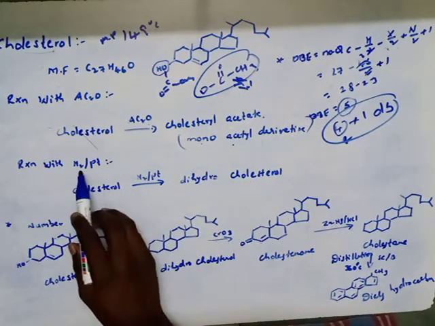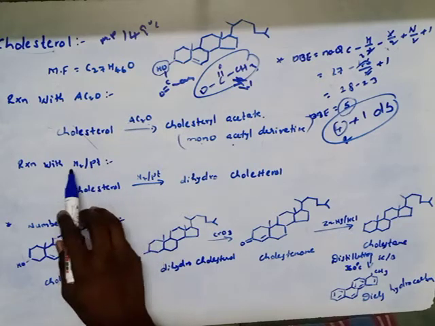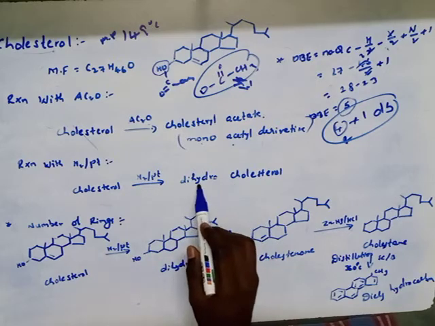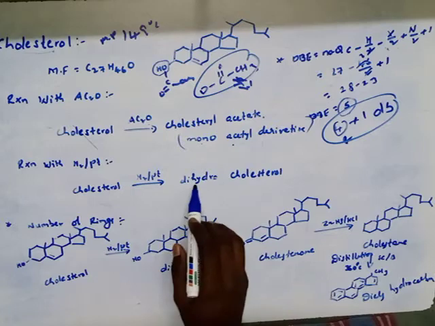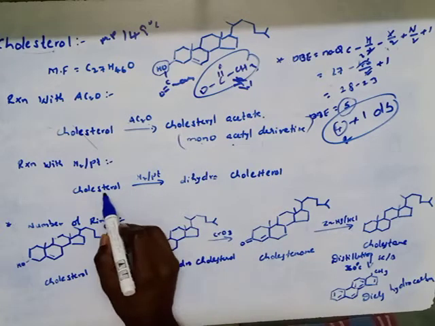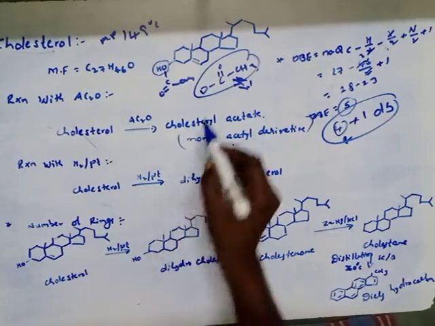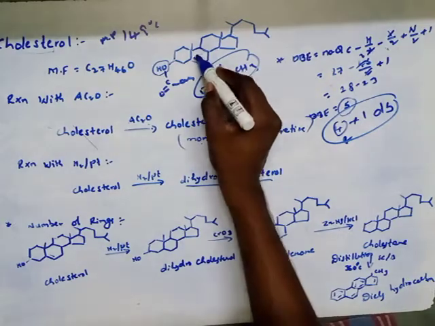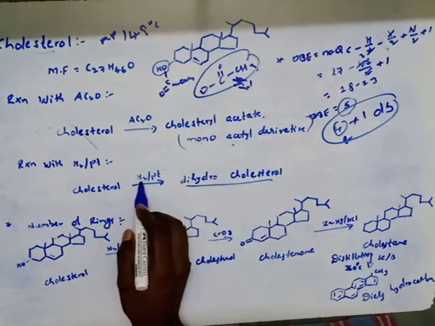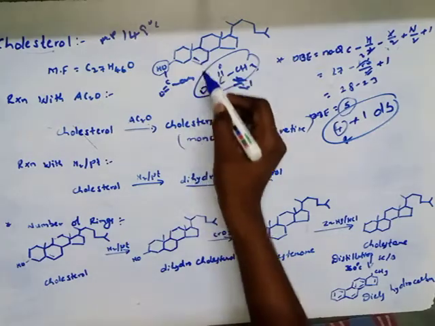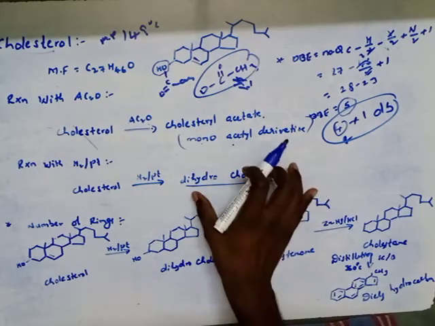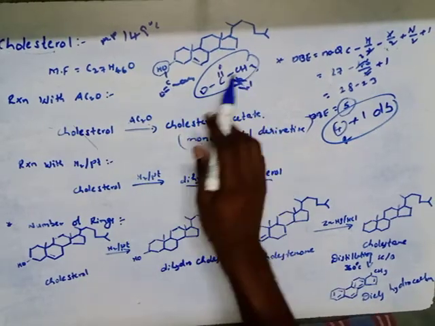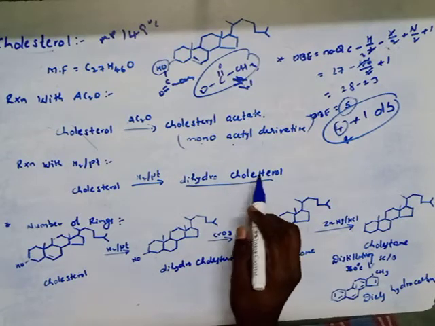And reaction with H2 and platinum means catalytic hydrogenation. Cholesterol undergoes catalytic hydrogenation to form dihydrocholesterol. That means the double bond undergoes hydrogenation to form dihydrocholesterol. This double bond will vanish when treated with H2 and platinum. This is dihydrocholesterol. It is also known as cholestanol. Dihydrocholesterol is also known as cholestanol.